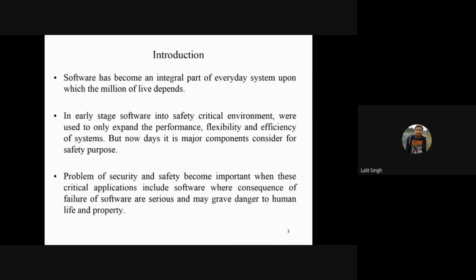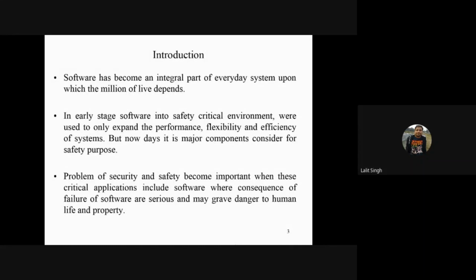So, software has become an integral part of everyday systems, and every day our lives are based on software. In the early stage, software was not used in safety critical environments, but as and when we started proving its performance, reliability, flexibility and dependability, it has now become a major component of safety critical systems as well.